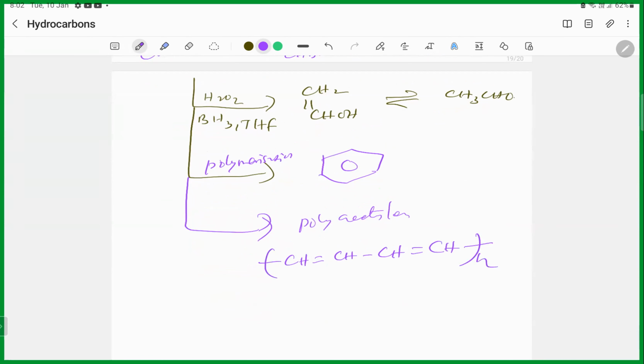Okay, these are the chemical properties of your alkynes. Tomorrow we will discuss benzene and its reactions, ortho-para directing groups, everything.